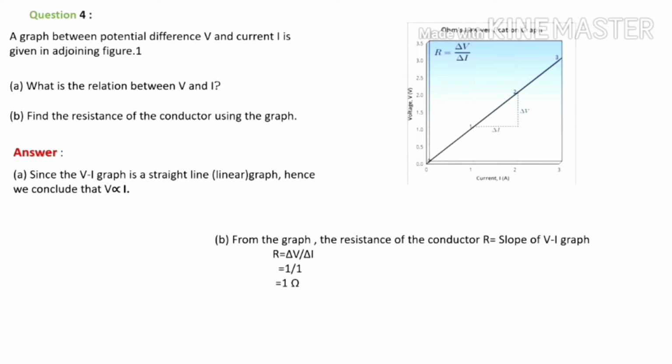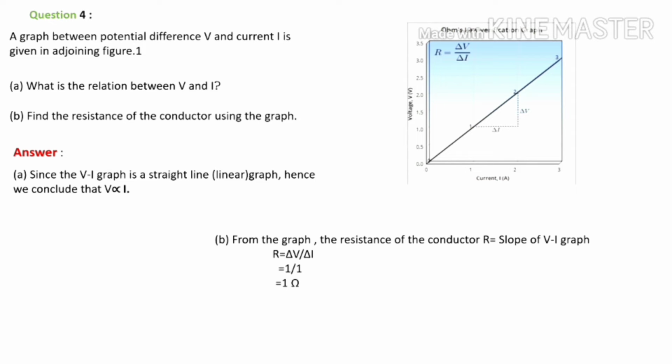This question is related to Ohm's law. Here is the graph. V is along the y-axis and I is along the x-axis. You already know V equals IR. Similar to y equals mx, where m is the slope. The slope m equals dy by dx. Here dy is dV and dx is dI. So this is the straight line equation.